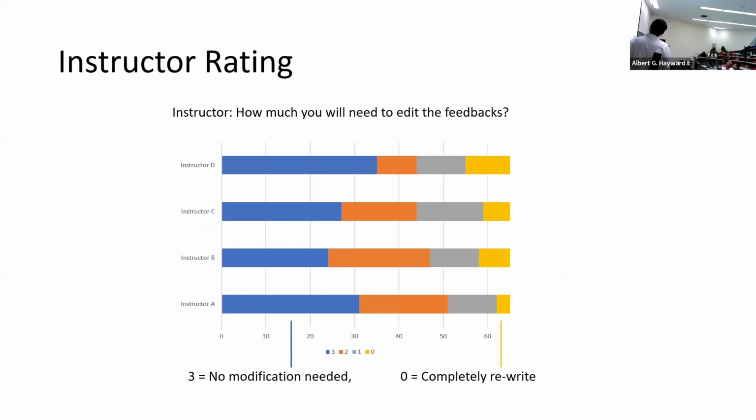Then we gave all the feedback to the instructors, and we said, on a scale of 0 to 3, where 3 means no modification needed, just give it to the students, and 0 means I need to completely rewrite, how comfortable are you with all those feedbacks? The instructors read all of those, and most of the time it's either a 3 or a 2. On average, about 70% of the time it's a 3 or a 2. So most of the time, instructors are happy with the GPT feedback.